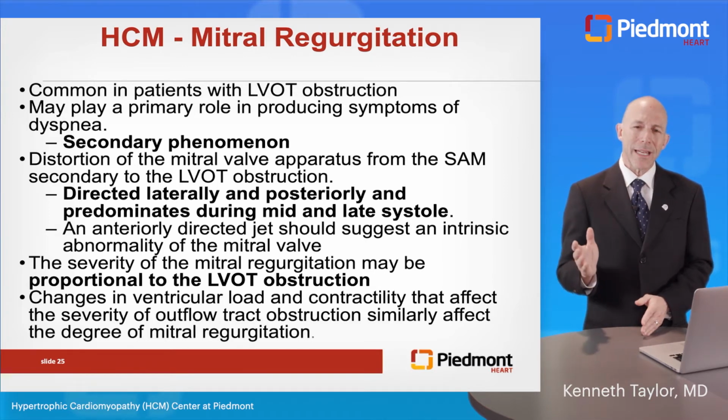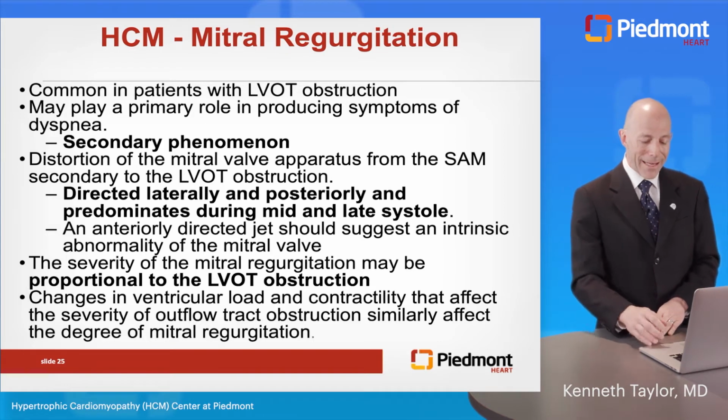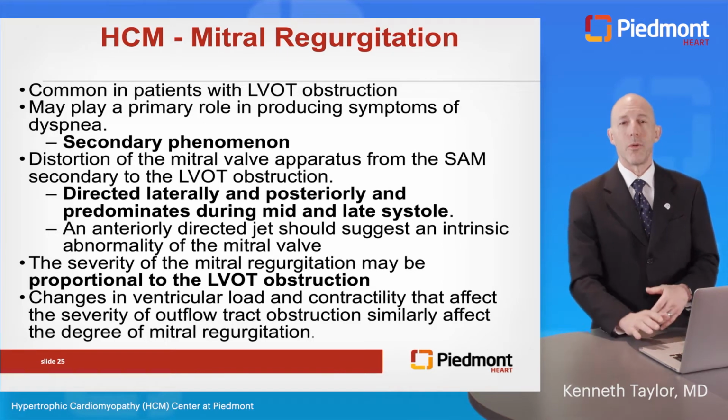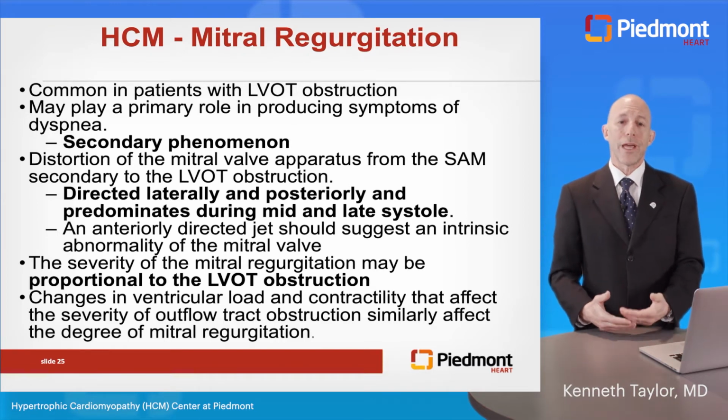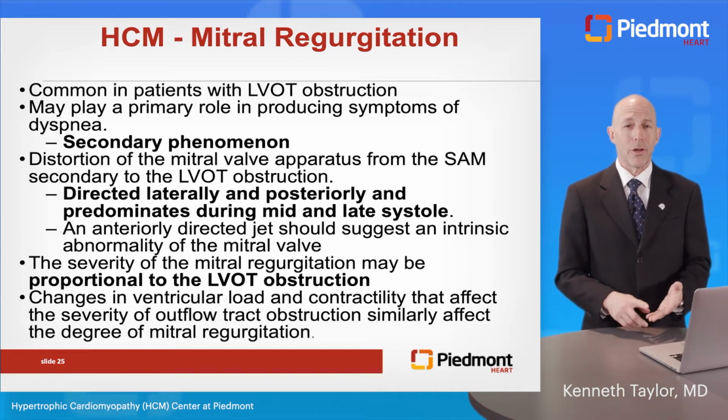It's typically seen in a more posterior lateral direction, opposite from the anterior leaflet, which is sucked into the outflow tract, and is typically related to the proportion of left ventricular outflow tract obstruction. So the more obstruction you get, the more mitral regurgitation you get. So it will also be dynamic depending on preload, afterload, and inotropy.